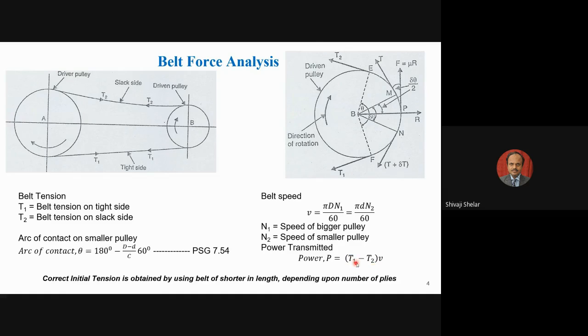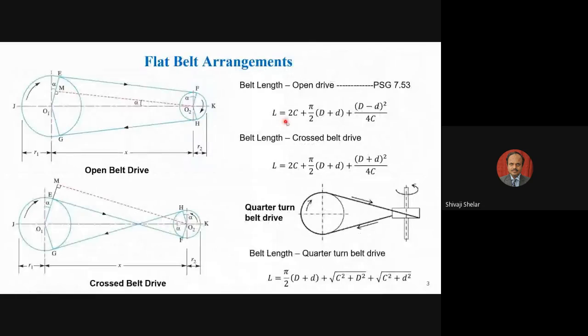To adjust the tension in the tight side and slack side, you need to use a belt having shorter length. In the previous slide, we have seen the calculation of the length of the belt. This is the formula for the open drive, this is the formula for the cross belt drive, and this is the formula for the compound drive. But these are the theoretical lengths.